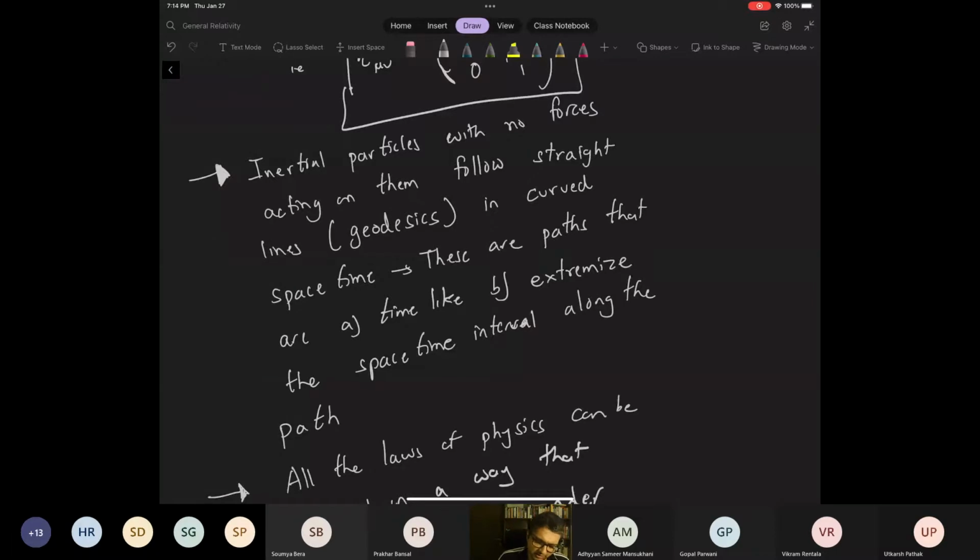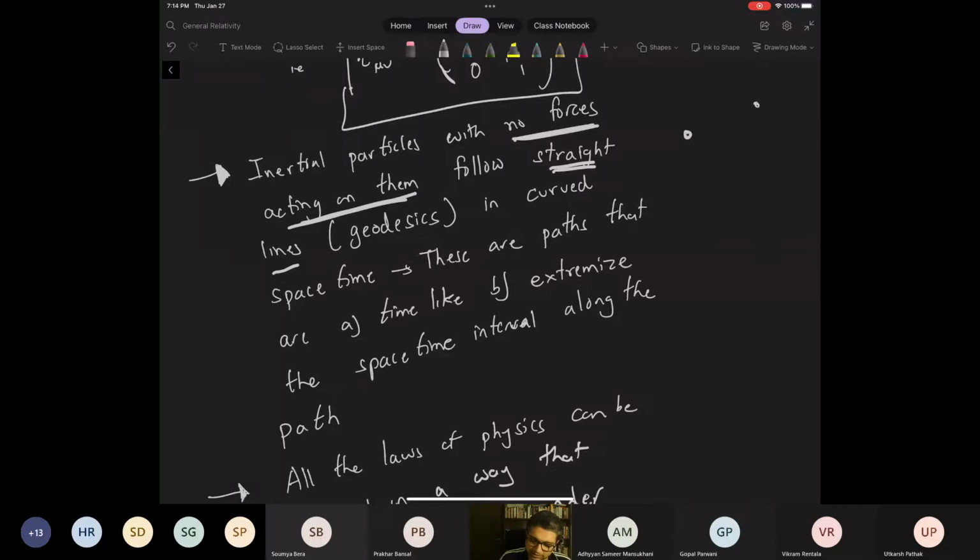So inertial particles, that is, particles with no forces acting on them, no forces meaning forces other than that of gravity. The principle that we formulate is that those particles follow straight lines. And what do we mean by straight lines?